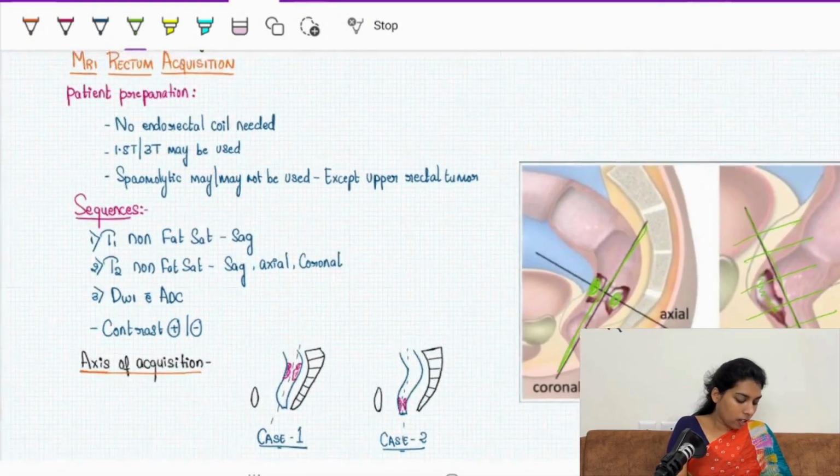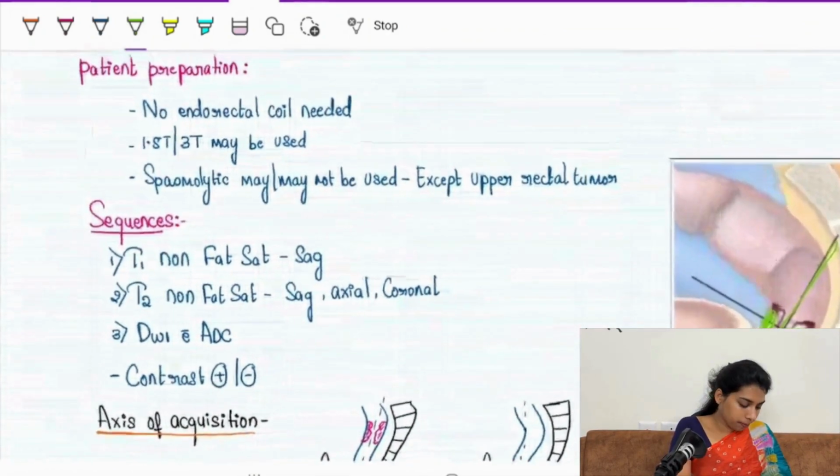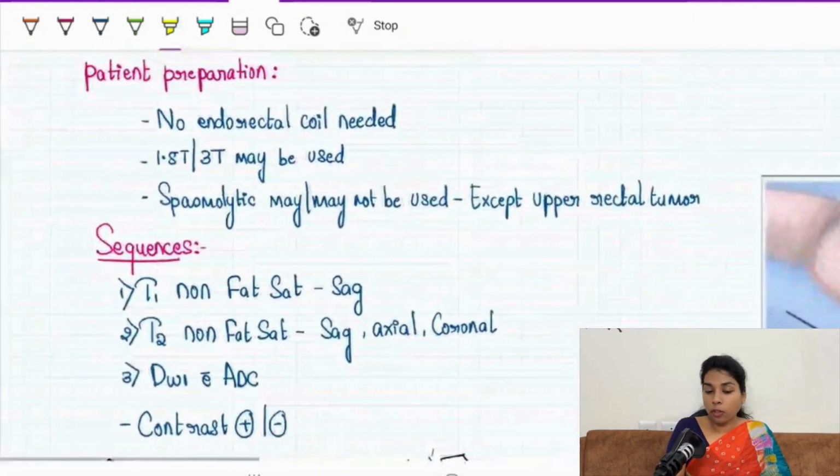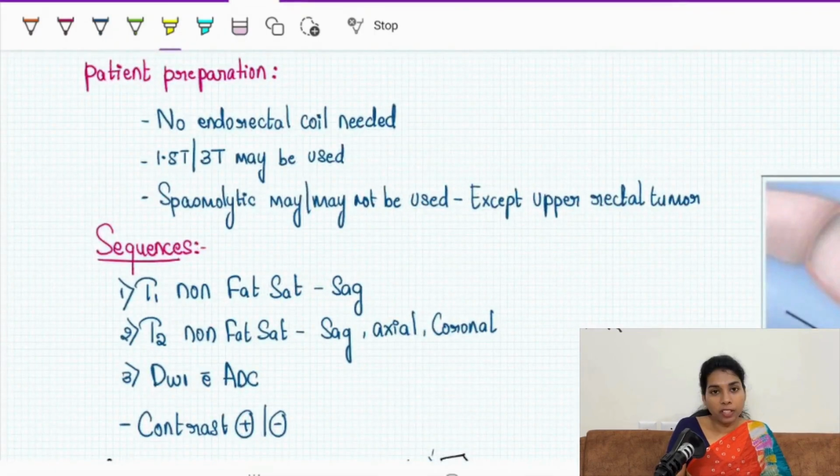Now, how do you prepare the patient? Before it was said that endorectal coil was a must. Now they've updated and they're telling there is no need to use any endorectal coil. You can either do it in a 1.5 Tesla or a 3 Tesla machine. Spasmolytics, previously they told you have to. Now they're telling, except if it's an upper rectal cancer, you do not have to give a spasmolytic. You can directly acquire a rectum cancer MRI acquisition.